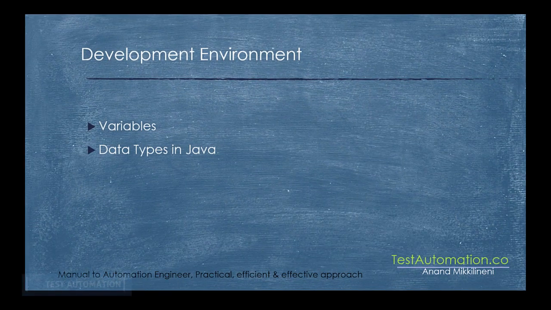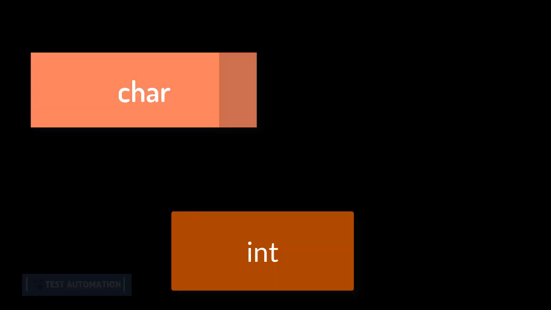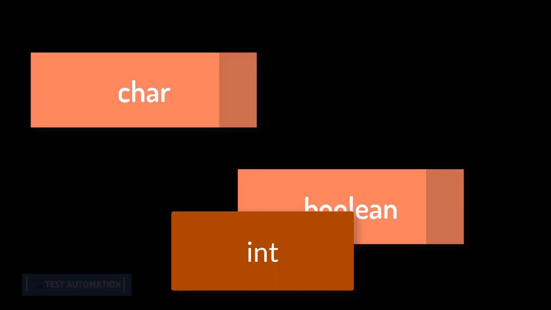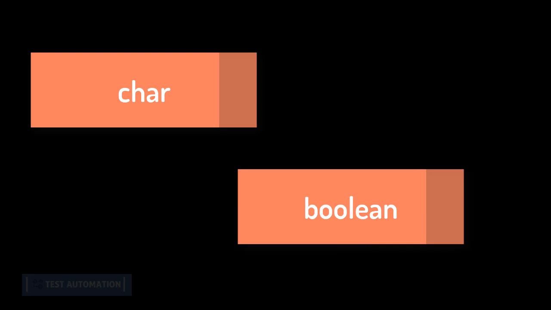Welcome back. In this lesson, we're going to talk about data types in Java. In the previous lesson, we have seen the int data type. Let us see two more data types, char and boolean.